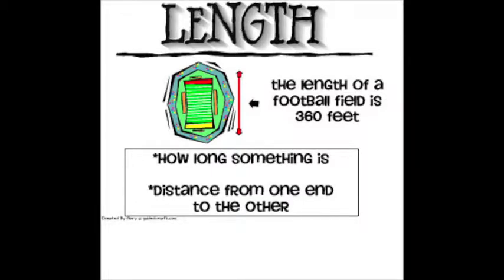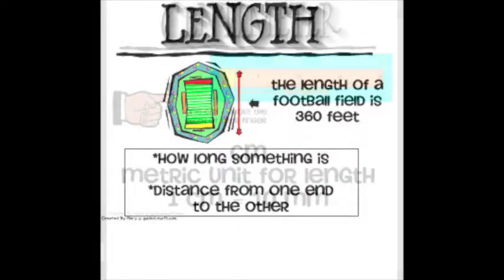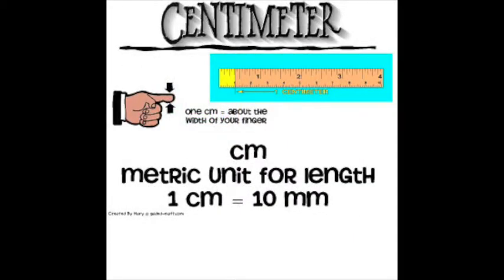Length is how long something is, or the distance from one end to the other. A centimeter is a metric unit for length.